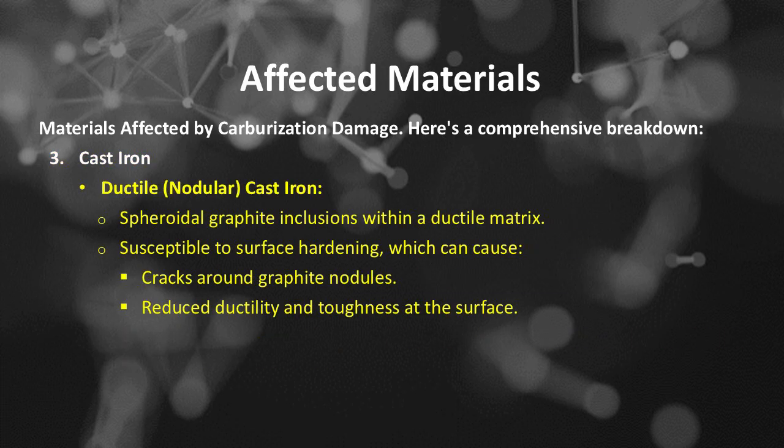Number B of cast iron is ductile, nodular cast iron, with spheroidal graphite inclusions within a ductile matrix, susceptible to surface hardening, which can cause cracks around graphite nodules and reduced ductility and toughness at the surface.